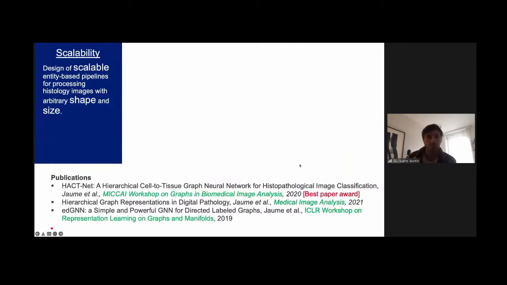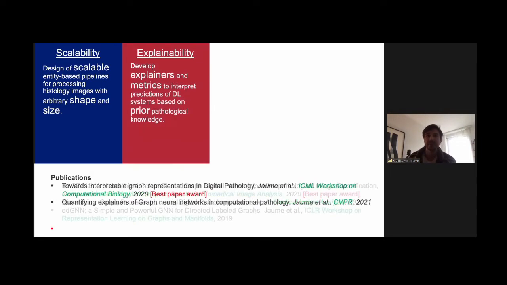So this is an overview of the main publications we've been doing over the past 2 years at IBM to address these challenges. First, we have worked on scalability. Deep learning was developed on small images, so we had to propose methods that can scale to much larger inputs. The second is we worked on explainability to interpret predictions of deep learning systems, and we did that by incorporating prior knowledge into our systems.